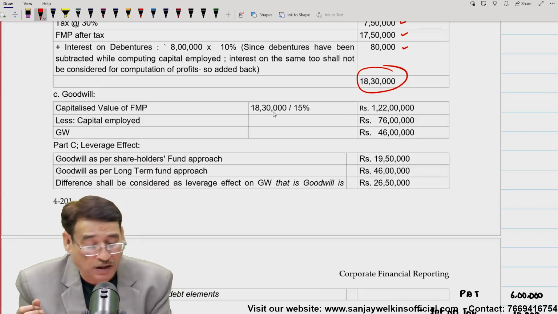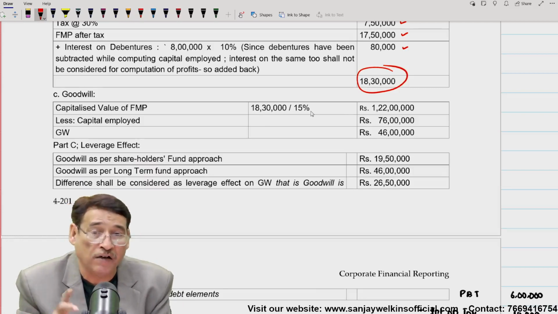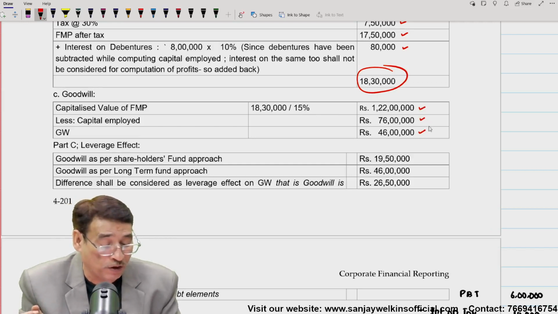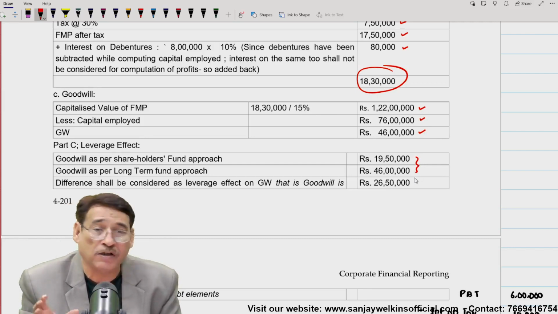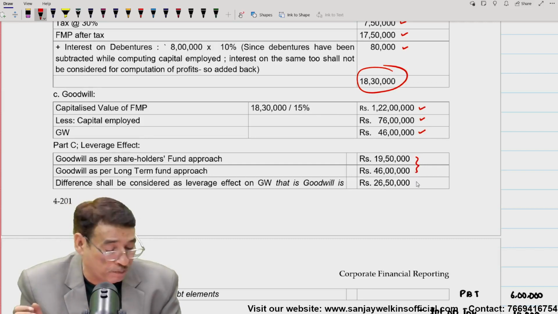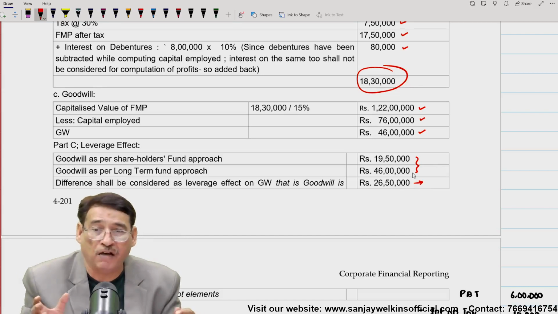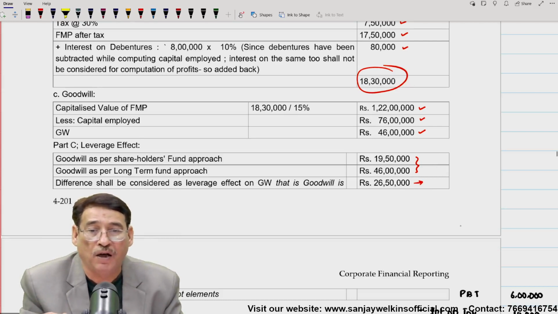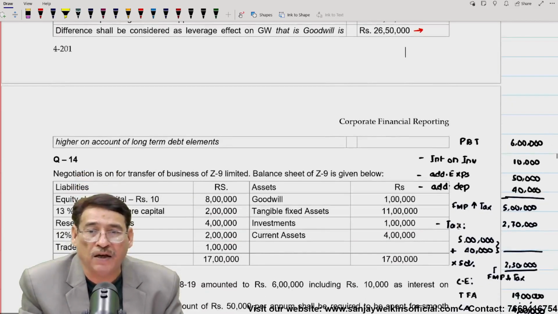Then you will compute the capitalized value on 18 lakh 30,000. Now the normal rate of return under the long-term fund approach is 15%. This will be your capitalized value. You will subtract your actual capital employed to get goodwill. And as I told you, the difference of goodwill under these two different methods will give rise to what we call leverage effect. The difference shall be considered as the leverage effect on goodwill. That is, goodwill is higher on account of long-term debts. Is it clear to you or not?